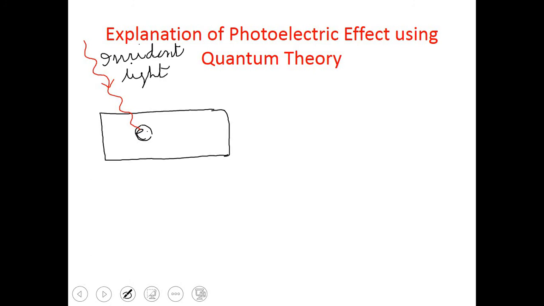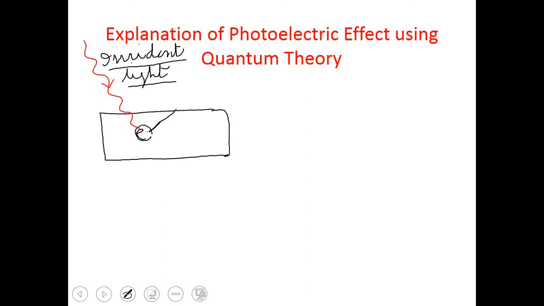So now what will happen? The incident light is made up of photons. This is from Planck's quantum theory. I'll give you some brief information here, but you can find the detailed description in my video on Planck's quantum theory. The light is made up of particles called photons. When the incident light strikes the surface of the metal, a portion of its energy is used to remove an electron from the metal surface.